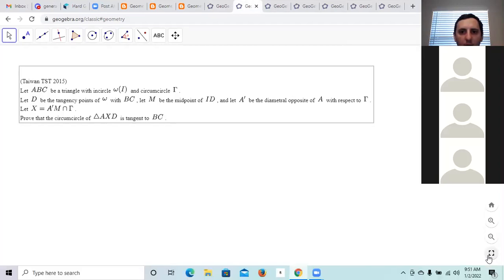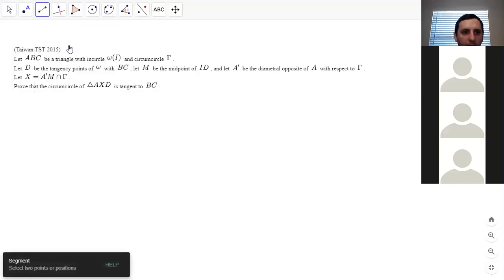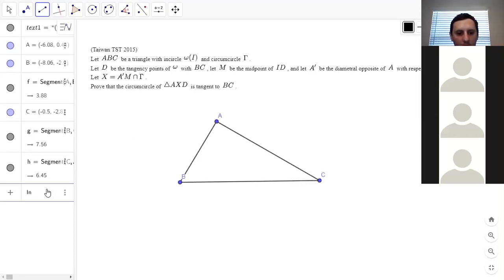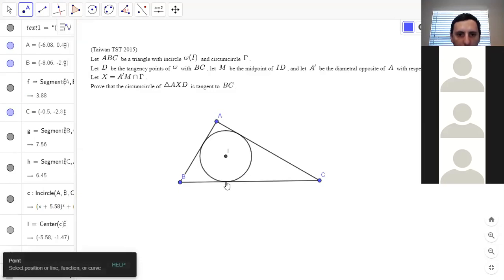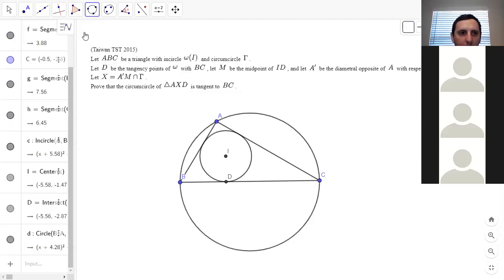All right, so for this problem, we have a triangle ABC with incircle omega, incenter I. D is the point of tangency with BC, and we also draw the circumcircle. M is the midpoint of ID.